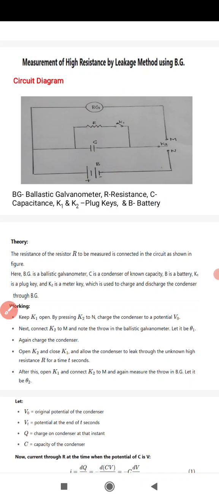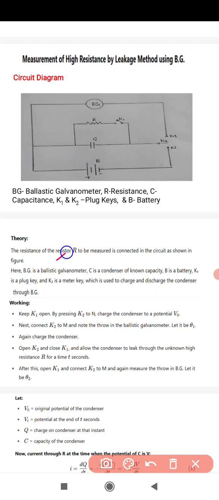Now we see the theory. The resistance of the resistor R is to be measured, connected in the circuit. Here BG is a ballistic galvanometer and C is a condenser of known capacity, B is a battery, K1 is the plug key and K2 is a morse key, which is used to charge and discharge the condenser through the ballistic galvanometer. So how does it work?